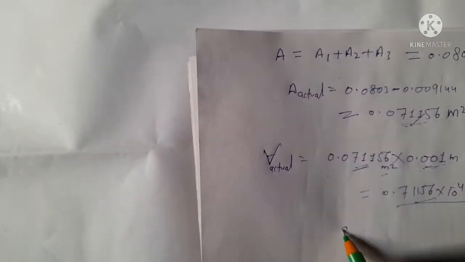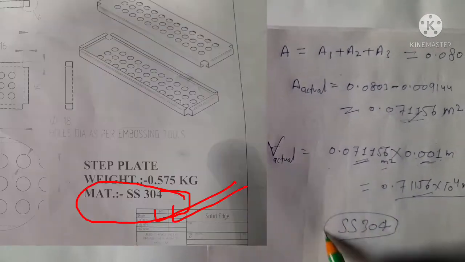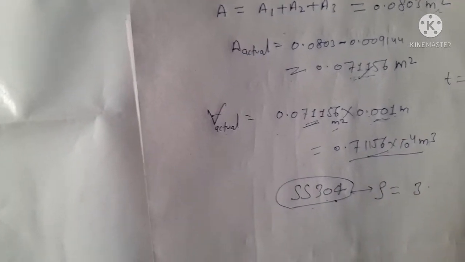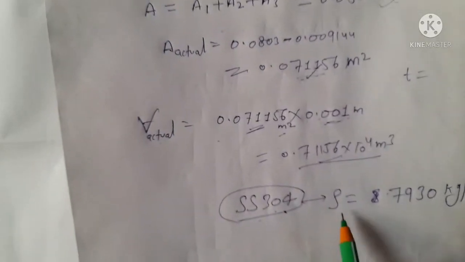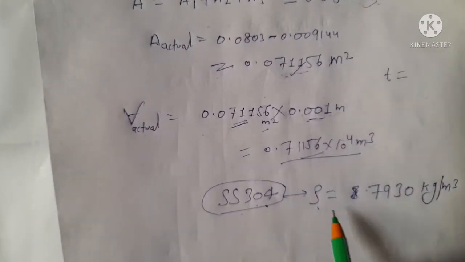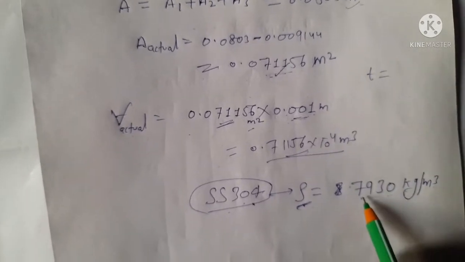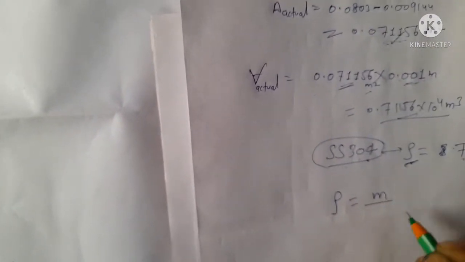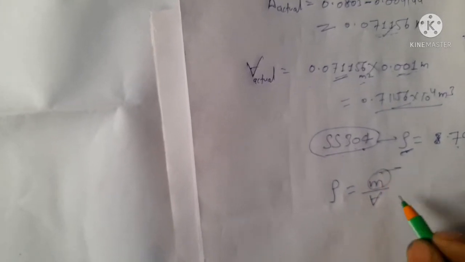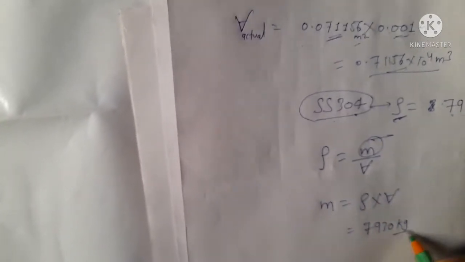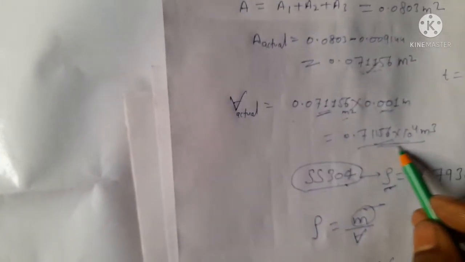So friends, you know SS304 is a stainless steel grade, and its density is 7930 kg per meter cube. Rho equals mass divided by volume, but we are interested in finding the mass. So mass equals rho multiplied by volume. Rho equals 7930 kg per meter cube, multiplied by this volume.